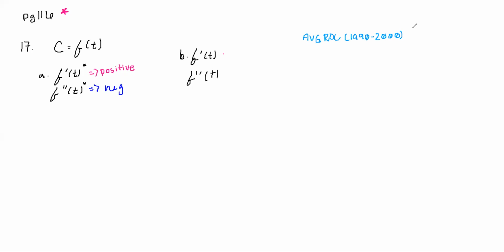We can just write it out. We have 133.6 minus 133.7 over 2000 minus 1990. So that's going to turn out to be 0.1 divided by 10. It's a tiny number, but we're going to just call it approximately 0 because we don't really need that tiny number in our lives.